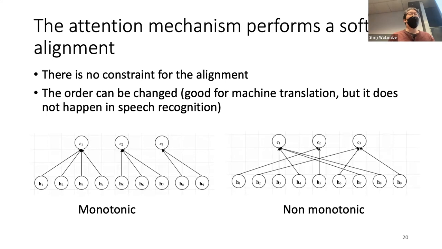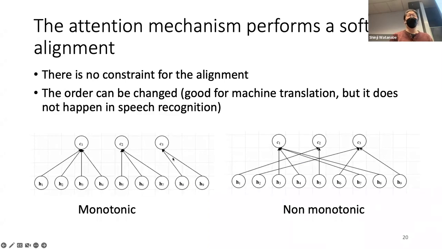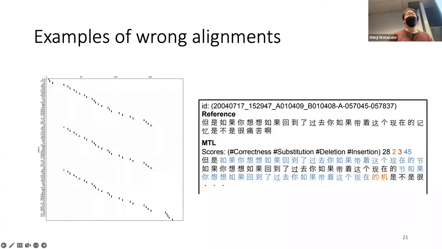Okay, and a very good question. Thank you so much. And this is actually one of the examples of wrong alignments. This happens in attention-based ASR, and this is exactly related to your question. We did not explicitly make a monotonic constraint, so the model can also have this kind of pattern a lot.